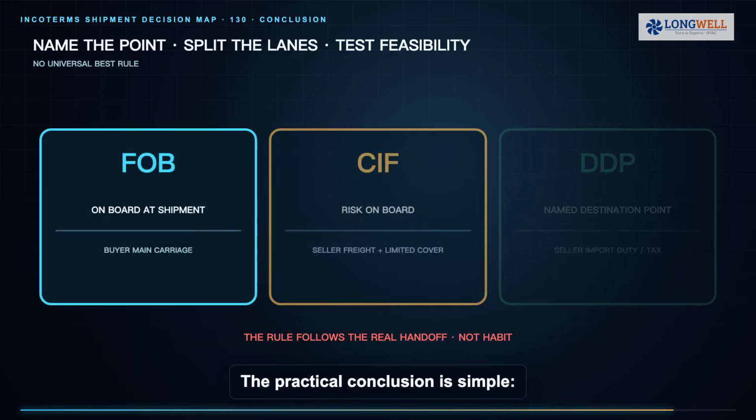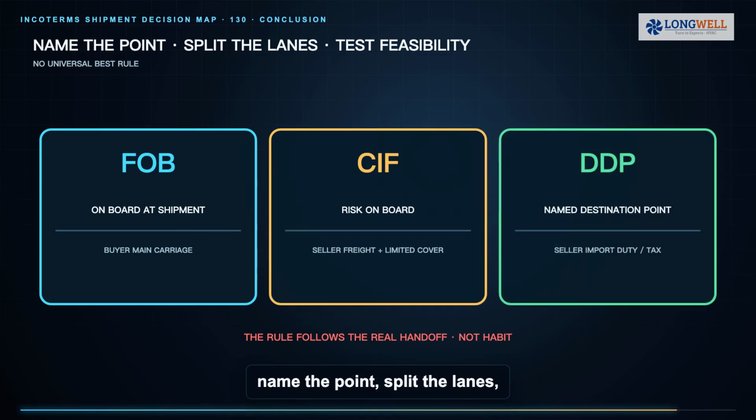The practical conclusion is simple. Name the point, split the lanes, and test feasibility. FOB can place delivery and risk on board at shipment. CIF can keep that same early risk point while the seller pays freight and limited insurance to destination. DDP can keep seller risk to an import cleared named destination, ready for unloading. None is universally best. After your route and contract are complete, request a 3-column quote comparison with the exact named point, Incoterms 2020 edition, evidence and exclusions.